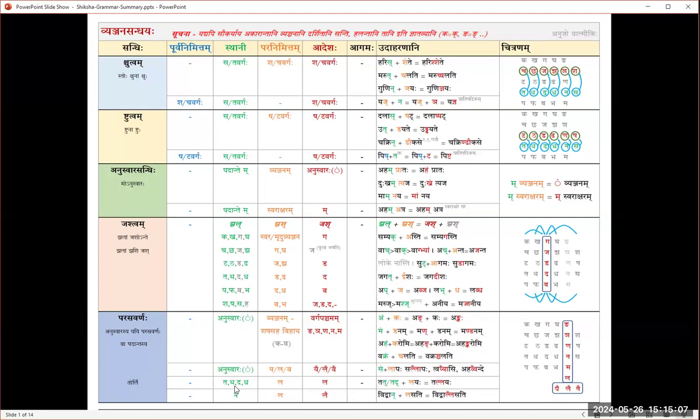Ta, tha, da, dha also go to La, and Na goes to anunasika la, because it has to retain the anunasikatva. The anunasika variant of lakara comes in. So only when there is a na does the anunasika variant come; when there is a normal ta, tha, da, dha, there is no anunasika variant. Normal la comes into picture.